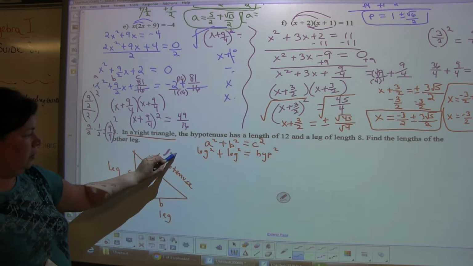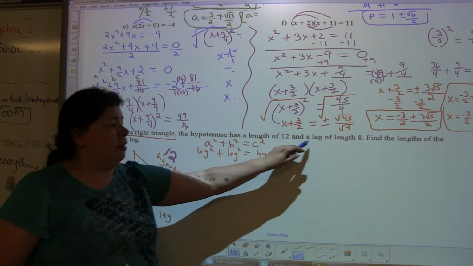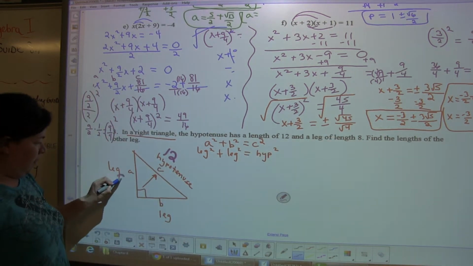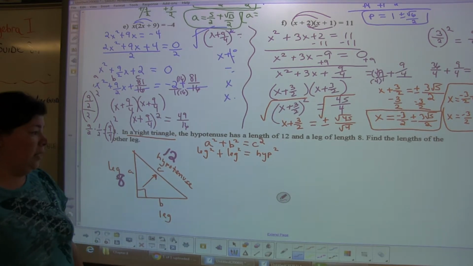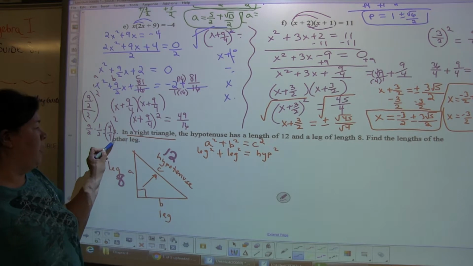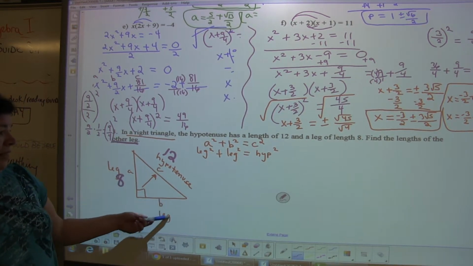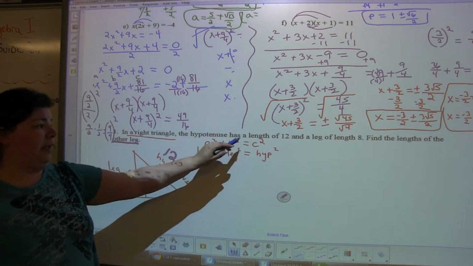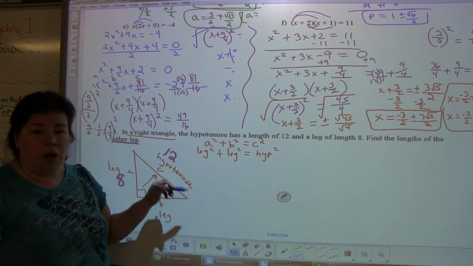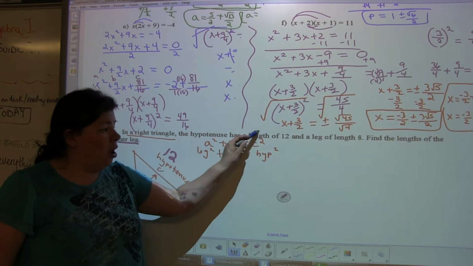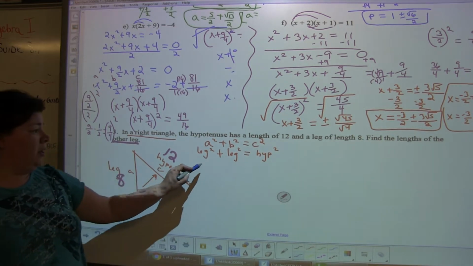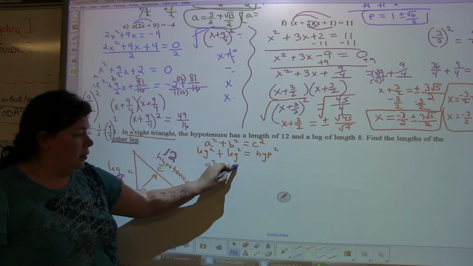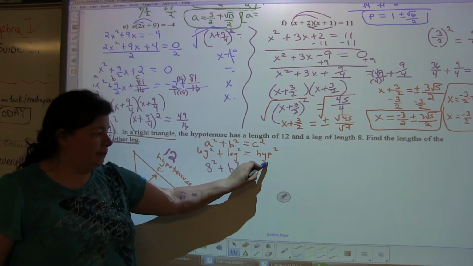So if I label my hypotenuse as 12 and a leg of length 8, it doesn't matter which leg you label as 8. I'm going to just label my first one as 8. That means I have to find the length of the other leg, or our missing side. So that means I'm missing B in this case. So all I'm going to do is substitute in my values for A, B, and C. Now remember, the hypotenuse always is the largest side, so that is always your C value. So I'm going to say 8 squared plus my other unknown leg here, B, equals my hypotenuse squared.